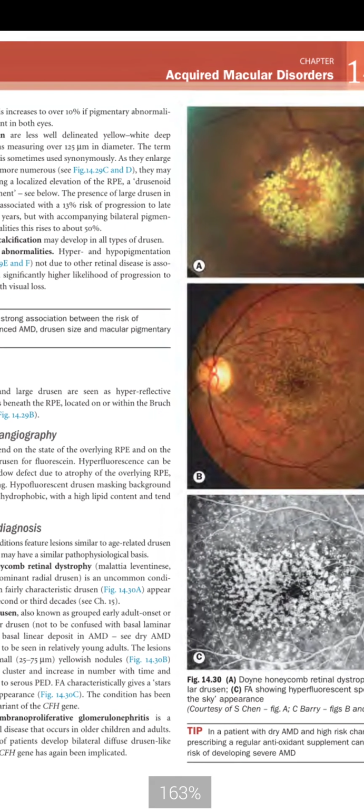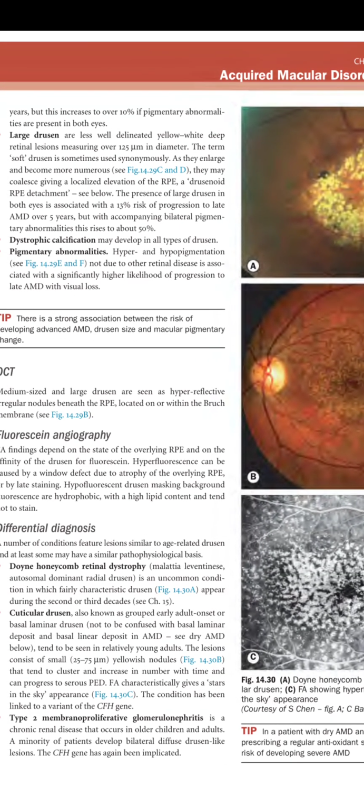Then large drusens are a less well delineated yellow-white deep retinal lesion measuring over 125 micrometers in diameter. The term soft drusens is sometimes used synonymously. As they enlarge and become more numerous, they may coalesce, giving a localized elevation of the RPE, a drusenoid RPE detachment. The presence of large drusen in both eyes is associated with a 13% risk of progression to late AMD over 5 years, but with accompanying pigmentary abnormalities, this rises to about 50%.